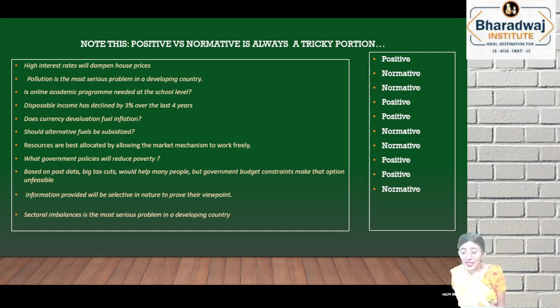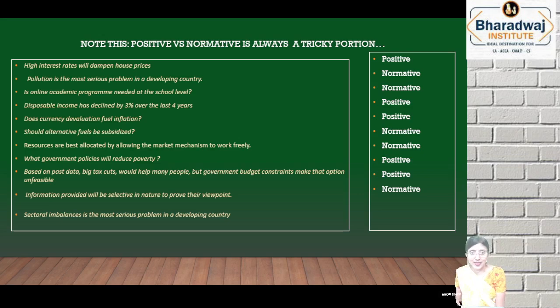Now look at this. Information provided will be selective in nature to suit the viewpoint. My dear students, it is a very, very complex sentence. Somebody is telling that you are going to get information from that source, but it will be biased. They want to prove their point. Therefore, they will give information which is selective in nature. They are not going to give complete information. So it is normative. Somebody is saying this.